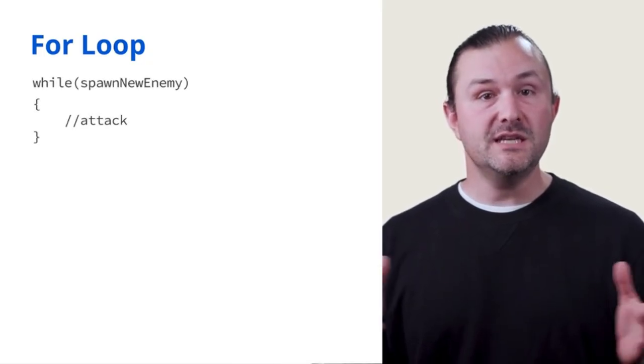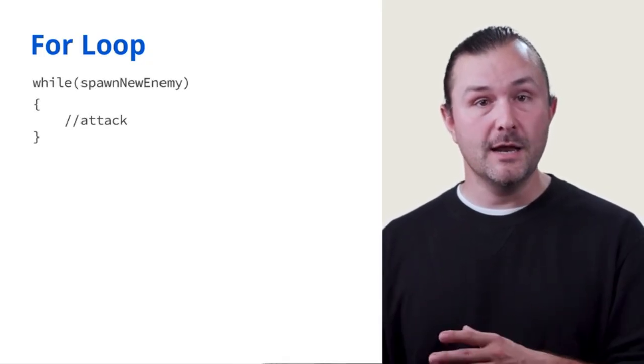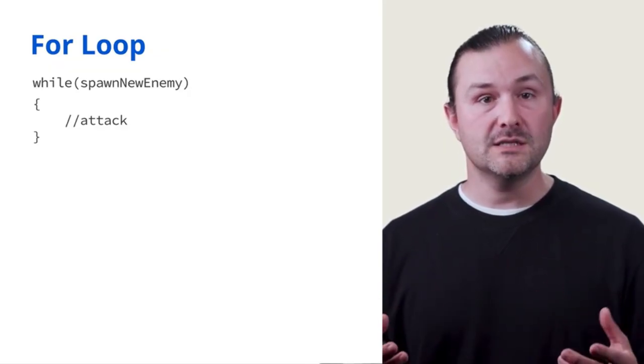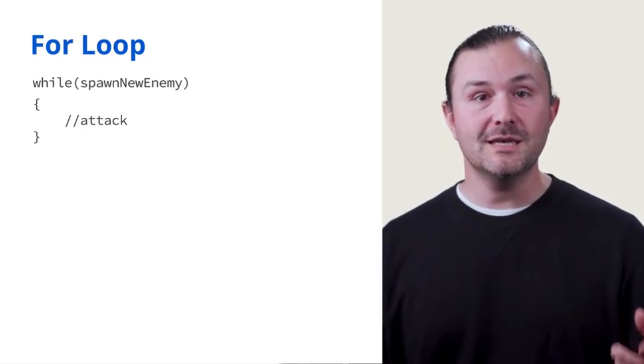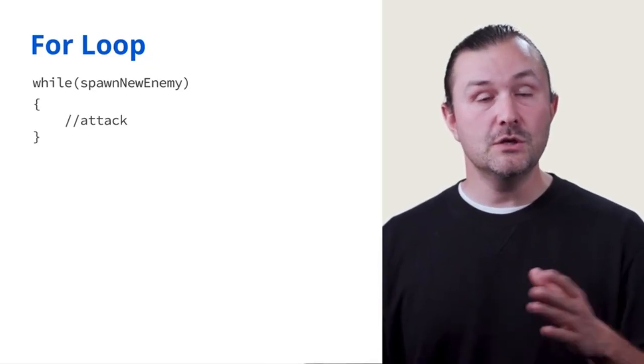Similarly, if our hero must continue attacking enemies as long as they keep spawning, a while loop would be the right choice, allowing the code to run until no more enemies appear. This loop keeps running until the condition, like the spawning of new enemies, no longer holds.